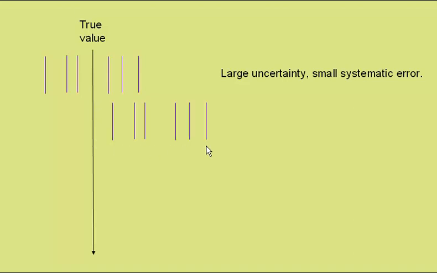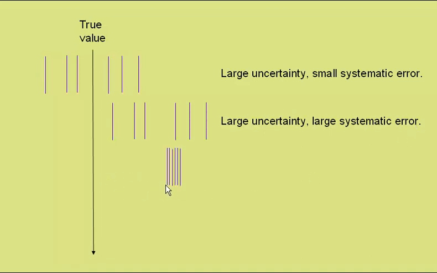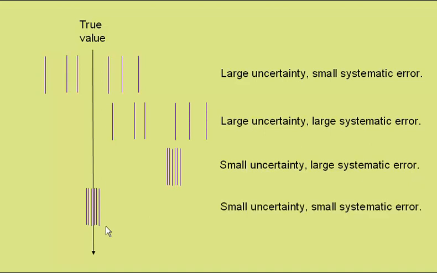These results have the same wide spread, and so we still have a large uncertainty, but now they're all moved across to the right, showing a large systematic error as well. These results now have a small spread, so they have a small uncertainty, but they're still moved across to the right, showing a large systematic error. Finally, these results have a small spread, and so a small uncertainty, and mean very close to the true value, showing a small systematic error.